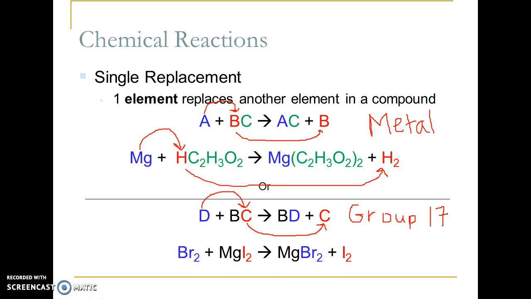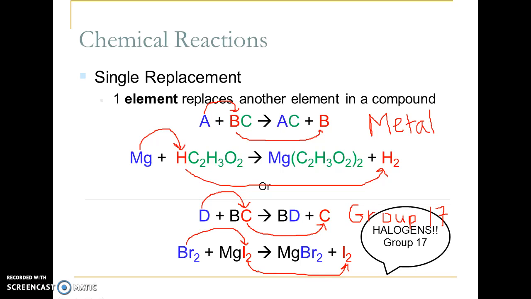Here is an example. Here we have bromine plus magnesium iodide yields magnesium bromide plus iodine. Notice how your bromine is replacing the iodine and the iodine is getting kicked out. Here we have two non-metals switching places, whereas at the top we had two metals switching places. Be very careful when you are looking at your single replacement reactions to decide who should be going where. Again, remember this bottom equation is for group 17 elements, and those are your halogens.